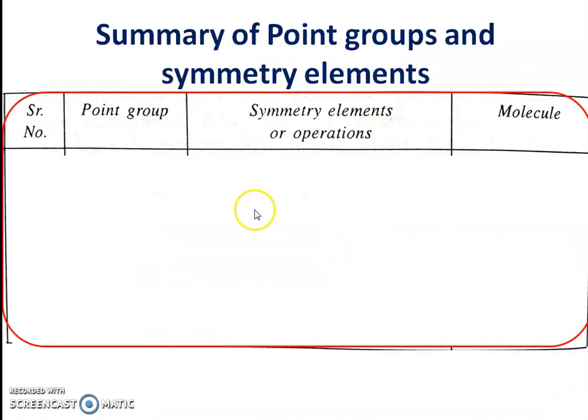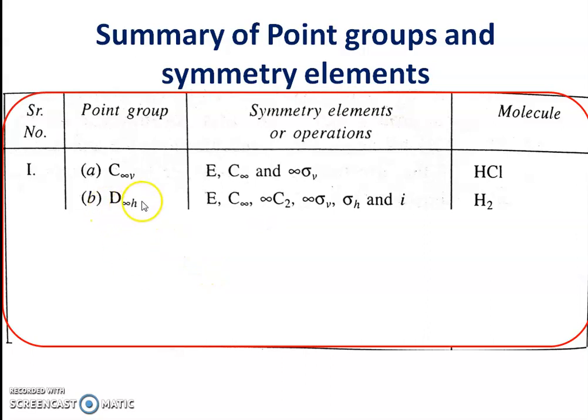Now finally, the summary of point groups and symmetry elements. First point group is C infinity v. Symmetry elements or operations possible for this C infinity v point group are identity. Each and every point group or molecule has the identity operation. Then the other element is the C infinity principal axis, and there are infinity number of sigma v planes. Example is HCl.